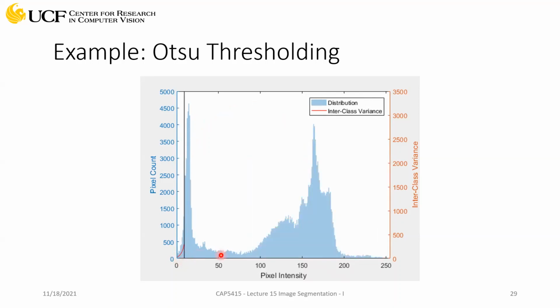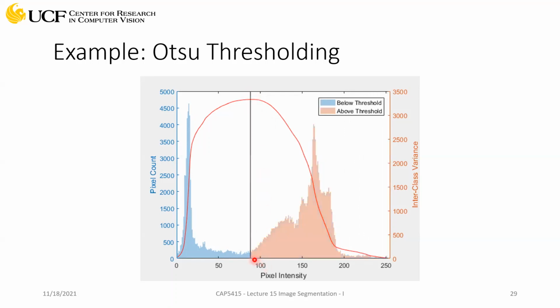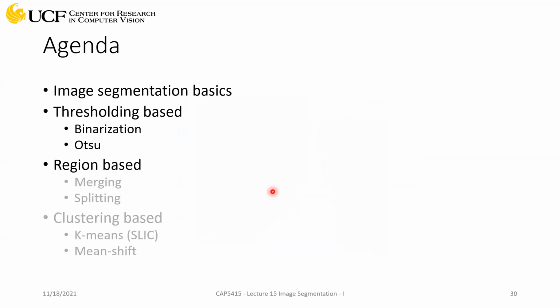Now, as you keep moving towards the right, you can see that the variance keeps increasing. At this particular point, you can see it's kind of capping. That's the maximum interclass variance you can find. After that, if you move towards the right, it starts to drop. That's all you have to do. You have to find this point where it's maximizing, and the pixel intensity corresponding to that will be your threshold. All right. Okay, so that was image binarization. Now let's move on to region-based segmentation.